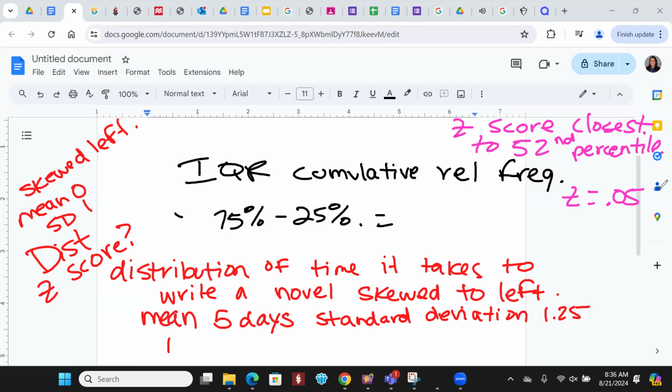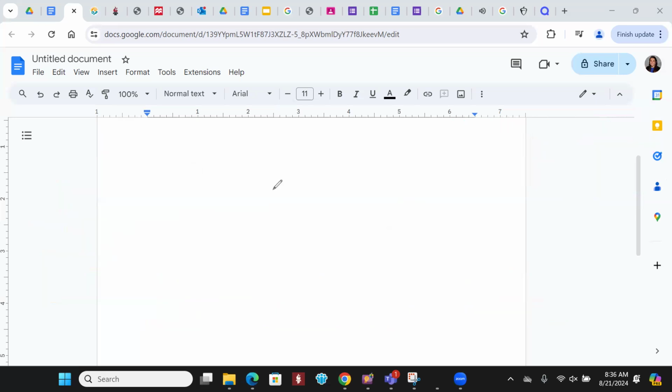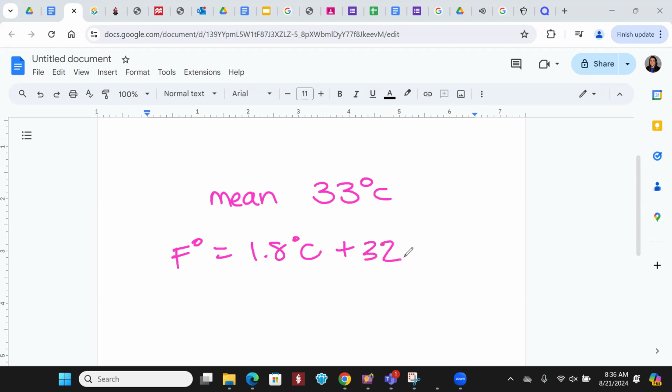Okay. If I was asking something similar to what you did on that quiz, okay, if I said that the mean reading of temperature is 33 degrees Celsius, and I tell you that the formula for Fahrenheit is 1.8 times degrees Celsius plus 32, and I tell you that the standard deviation is 0.1 degrees Celsius. Tell me what would be the new mean and the standard deviation. How would we find that? Okay. So to find the mean, I would take 33 and plug it into the formula. To find the standard deviation, I'm only going to multiply 0.1 times 1.8. Good? Okay.